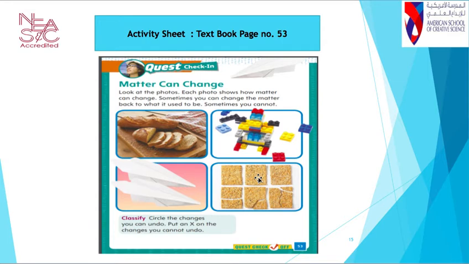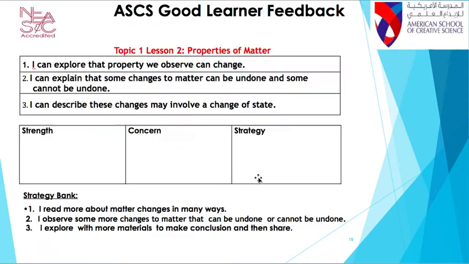So these are the changes that we have seen, and sometimes you can change the matter back to what it used to be originally, but sometimes you cannot change it the way it was. Like the example of orange and the example of ice.